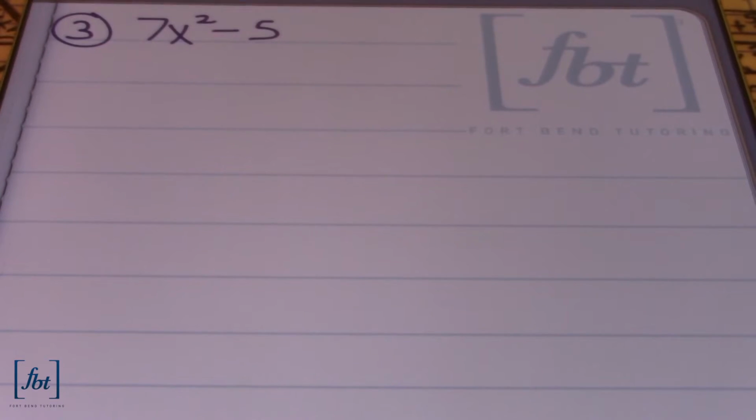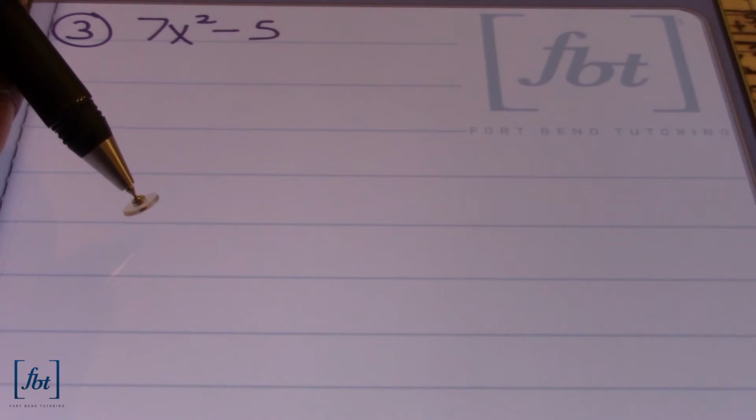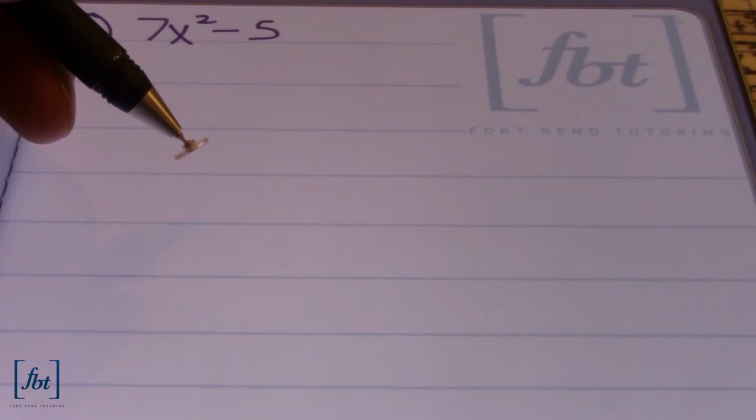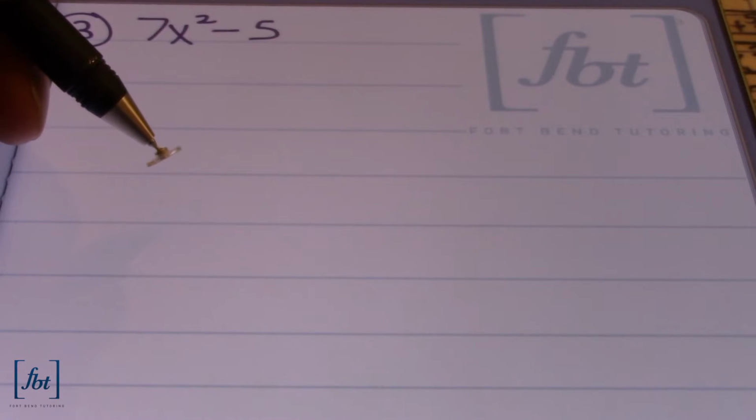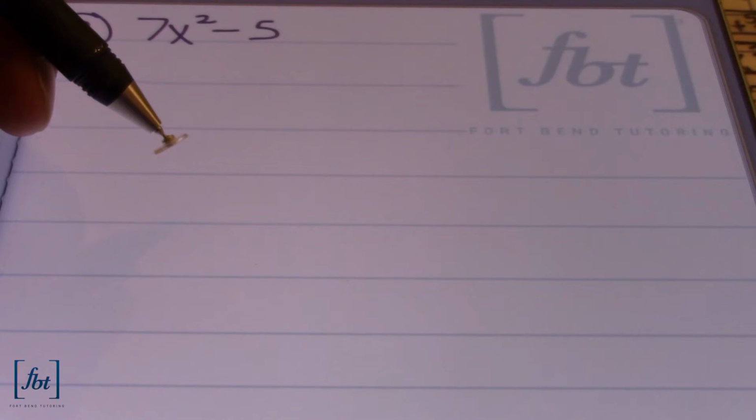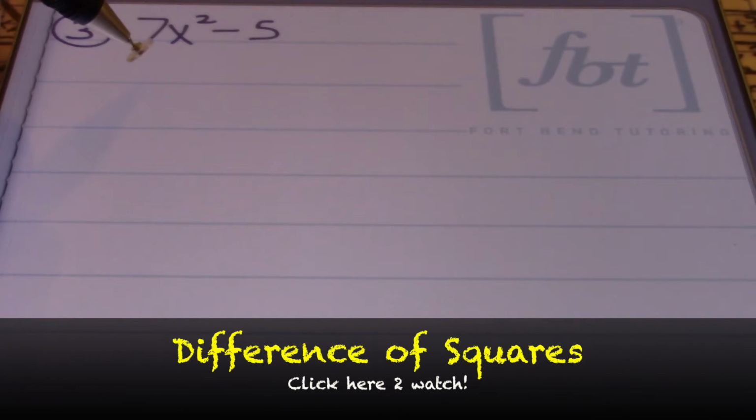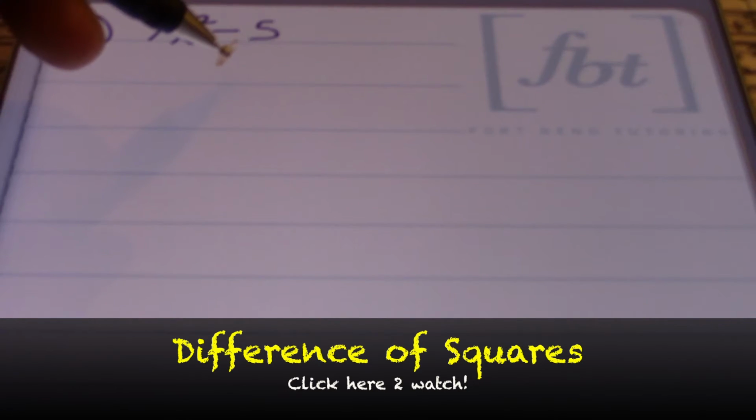So we're moving on here to problem number 3. In problem number 3, with this 7x squared minus 5, we're going to recognize that this form is familiar. It's similar to something that you've probably seen before. It's called the difference of squares. But then you may say to yourself, well, Mr. Witt, this first term is not a perfect square, and this second term is not a perfect square.